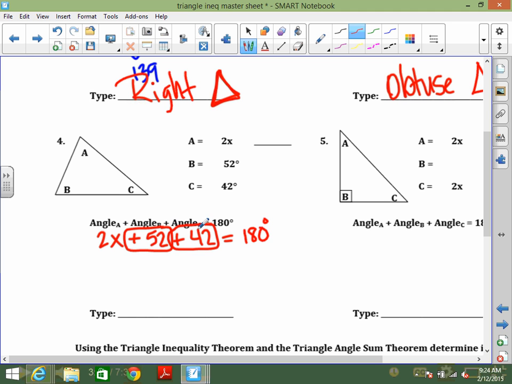And what do you get? 94, so I get 2x plus 94 equals 180. All right, what's next? So I gotta solve it. So I do what? Subtract what? Subtract 94 on both sides.